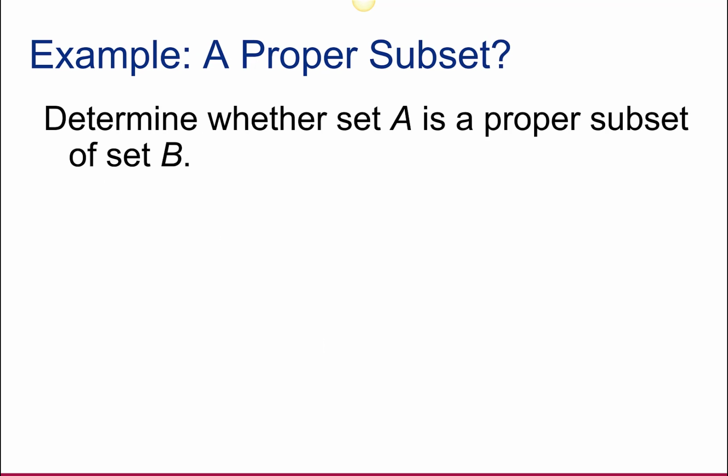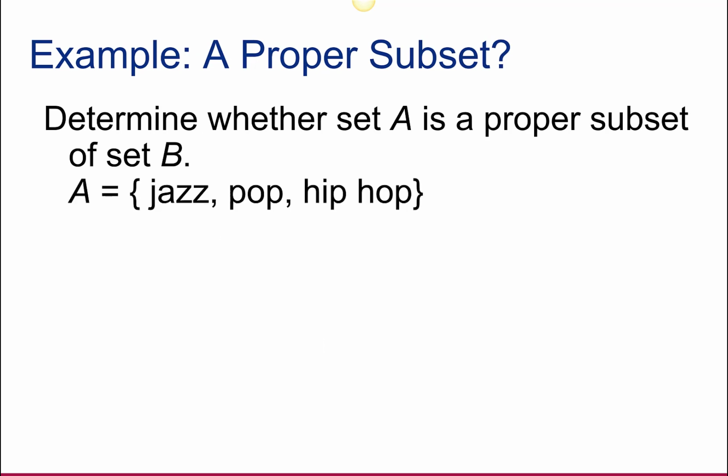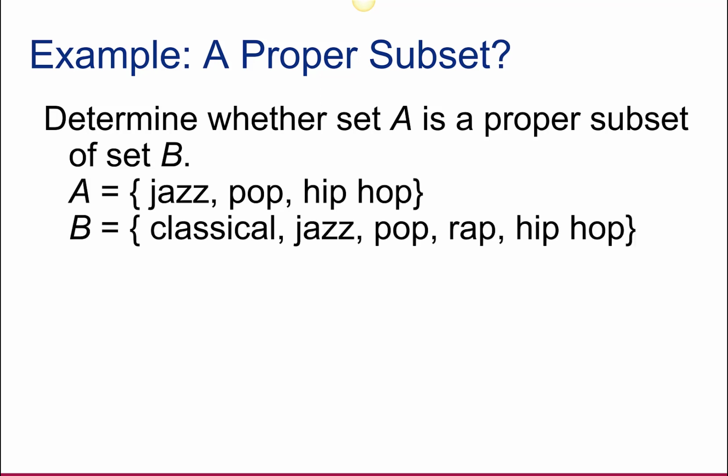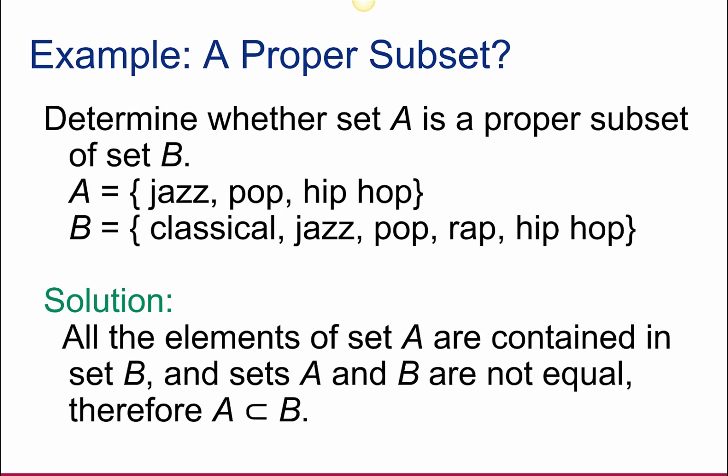Determine whether set A is a proper subset of set B. Set A contains the elements jazz, pop, hip-hop. Set B contains the elements classical, jazz, pop, rap, and hip-hop. So we see that all the elements of A are contained in set B. Set A and B are not equal, therefore set A is a proper subset of set B.